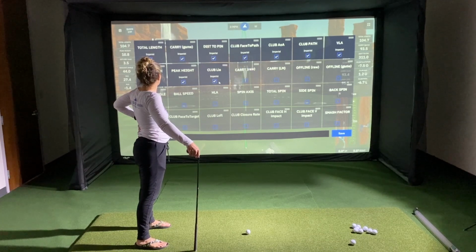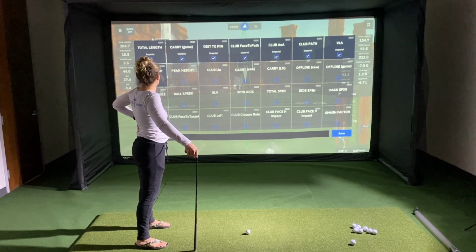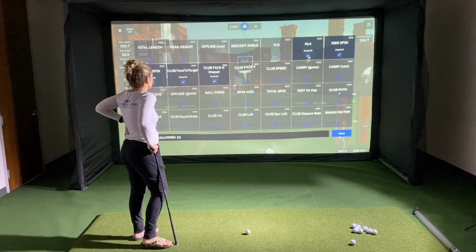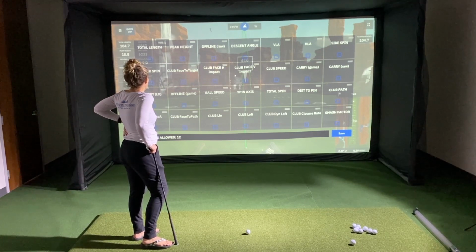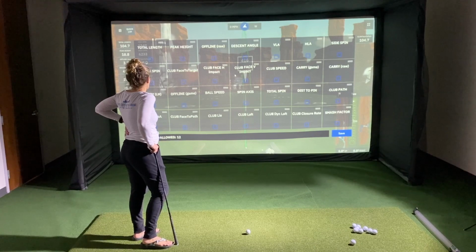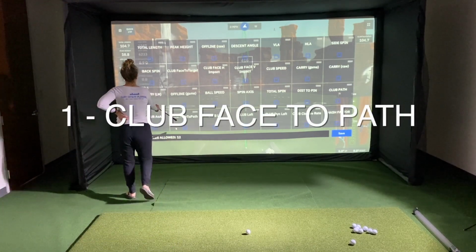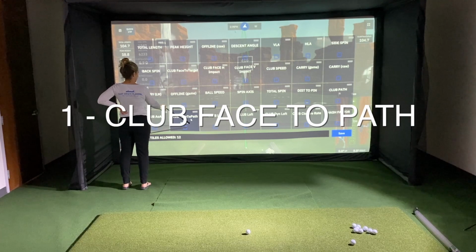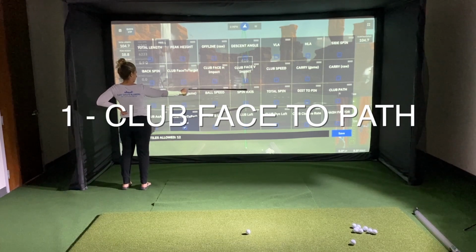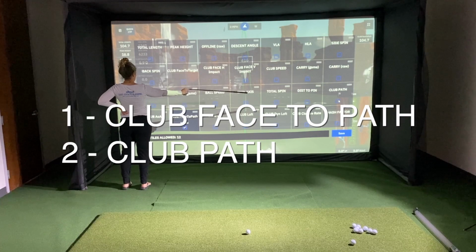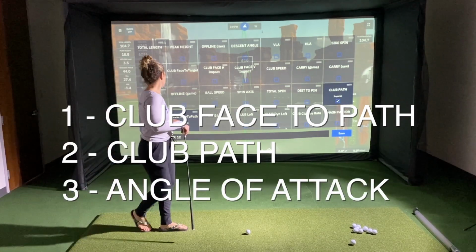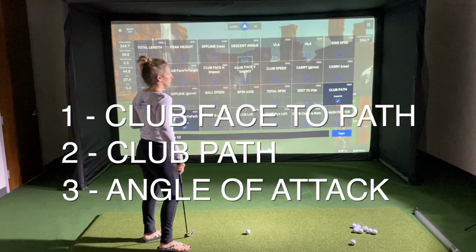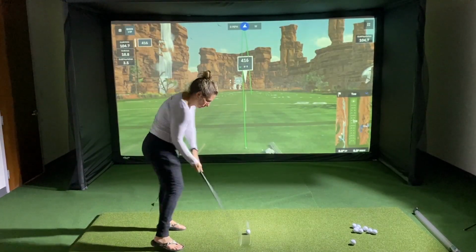So we're going to get rid of everything on this side of the screen, okay? All right, so we're going to go with club face to path, all right? Club face relative to the path. Why am I not seeing that, Lauren? Okay. And we're going to go with the path itself. So club path is over here. And we're going to go with angle of attack. Whoops, angle of attack. Those are the 3 that we're going to go with. All right.